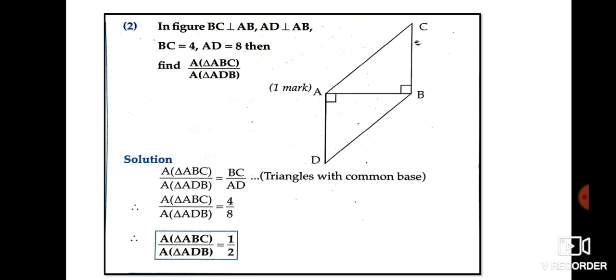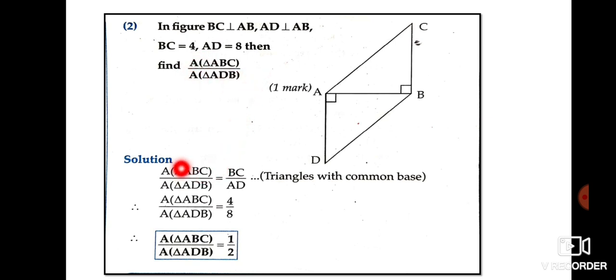Observe the figure carefully. It is given BC is perpendicular to AB and AD is perpendicular to AB over here. The value of BC is given to be 4 and the value of AD is given to be 8. If you look at this figure very carefully, you have two triangles, ABC and BAD. Both these triangles have a common base AB. So let us now calculate the ratio of the area of triangle ABC and ADB.